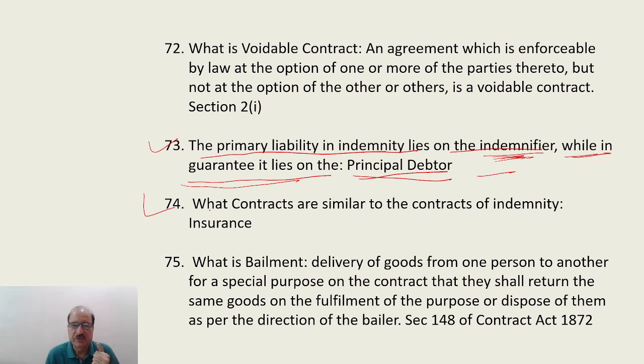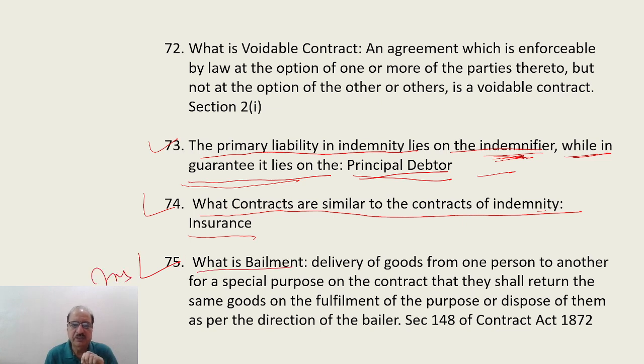Question number 74. What contracts are similar to the contracts of indemnity? This is the insurance contract. All insurance contracts are just like indemnity contracts, because the insurance company indemnifies the insured if any mishap happens. So what contracts are similar to contracts of indemnity? Insurance.